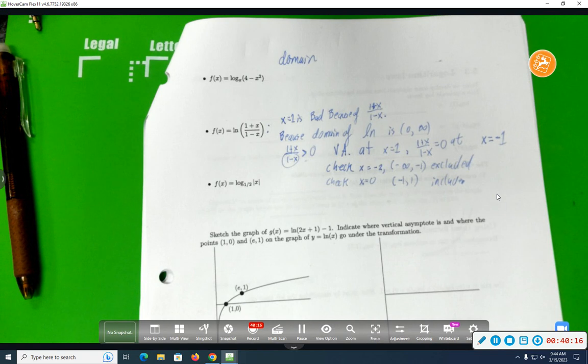What's a number bigger than 1 we could check? Also 2. Will we get something positive or negative? I think it'll be negative.